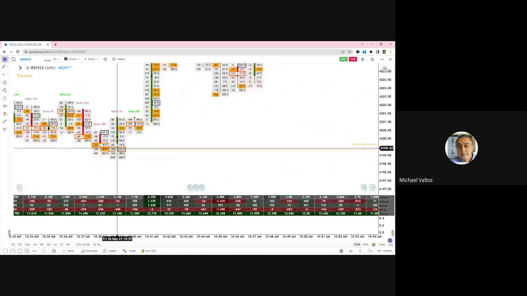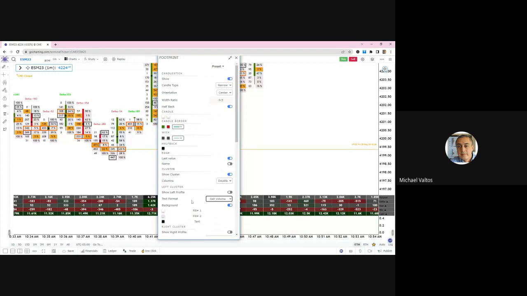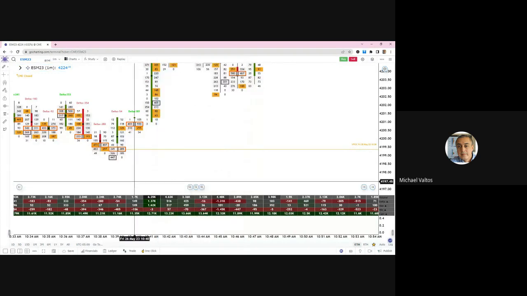Like I was talking about in this example with the deltas, or even if I go back into the normal footprint here, change that back to, where's that? Sell volume, and then this one, I believe, was buy volume. Right, just here, right?